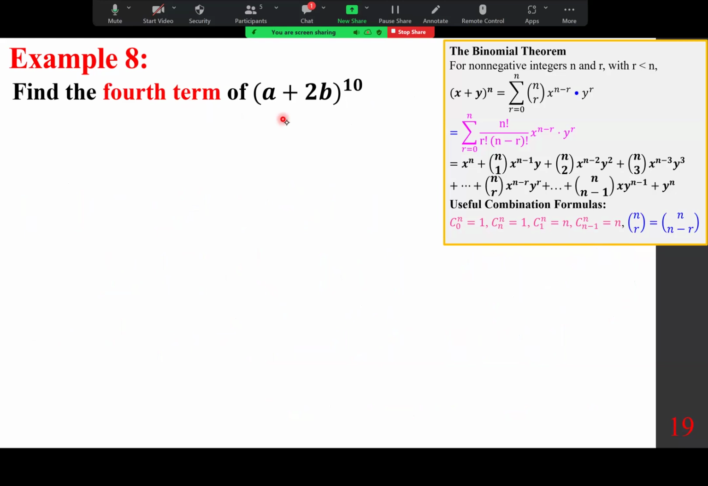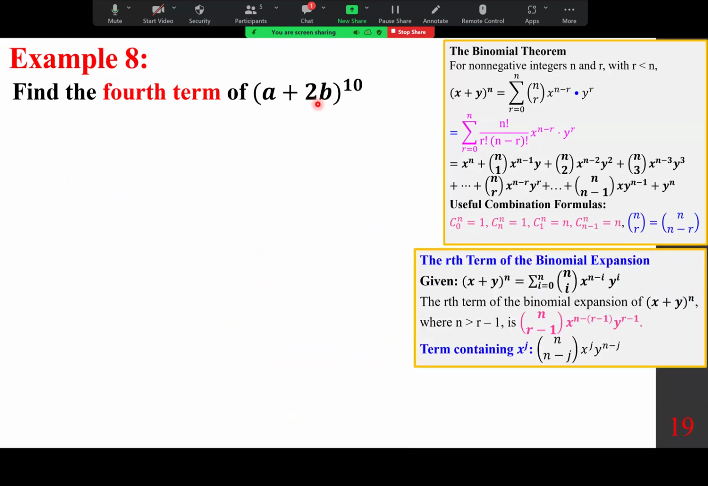Find the fourth term of a plus 2b to the power of 10. Well, there are a couple of ways to approach it. I'm going to quickly show you. The rth term of the binomial expansion, given x plus y to the power of n, is the summation of i going from 0 to n, n choose i, x to the power of n minus i, y to the power of i. Please understand this can be i, this can be r, whatever you want it to be. The reason I chose i here is because I want to explain the rth term.